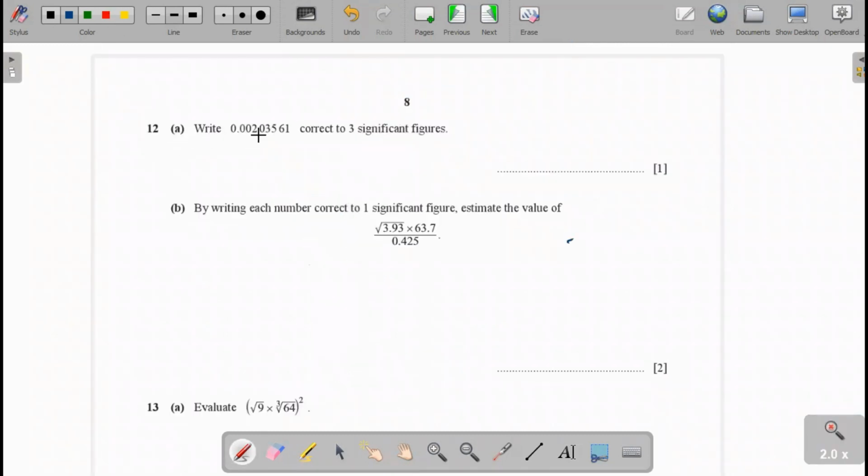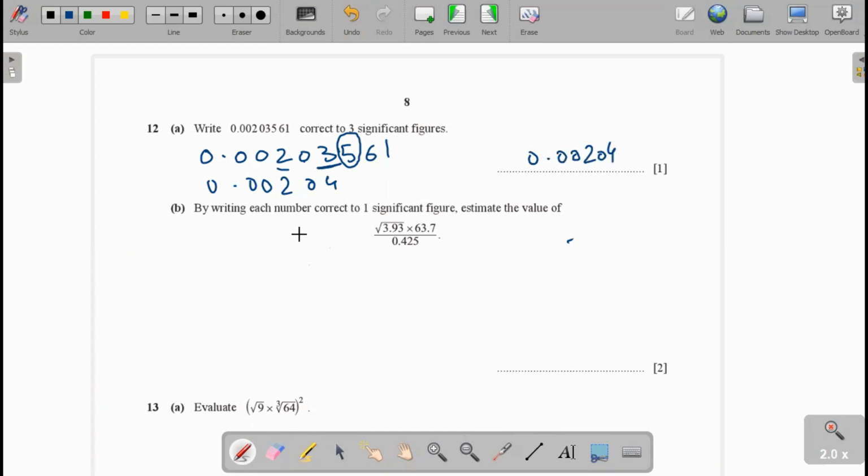Question 12, Part A, write 0.00203561 correct to 3 SF. Now here is the number 0.00203561. The first significant digit is 2 because the starting 0 will not be counted. Now the first SF, second and third. We underline this value and circle the neighboring digit. If it is 5 or greater than 5, we add 1 to this value. Therefore that value will become 4, and 0.00204 is the answer. So very simple.